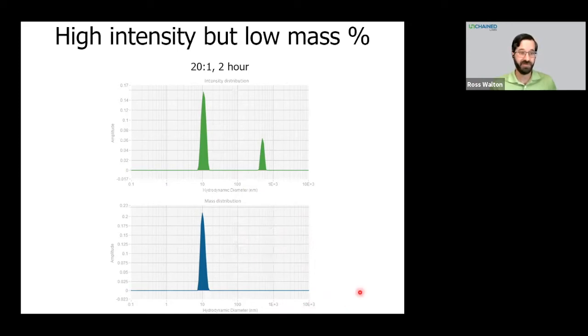So even though the intensity distribution of this 20-to-1, 2-hour reaction time has 2 peaks, the mass distribution only has a single peak. This indicates that the aggregates make up only a tiny fraction of the total amount of protein in the sample, but you can still detect it using Stunner.